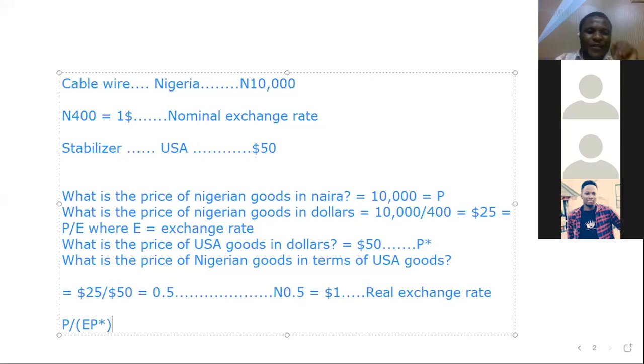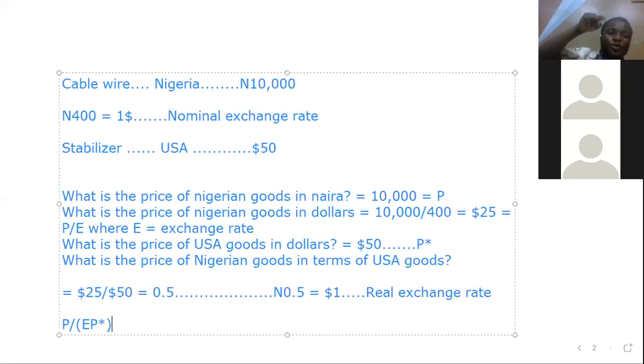What is the price of Nigerian goods in naira? First of all, get that. That is 10,000. That is P. What is the price of Nigerian goods in dollars? I need to change that 10,000 naira using the nominal exchange rate. That's 10,000 over 400, which is $25. The next is, what is the price of USA goods in dollars? That becomes $50 because you're given the price.